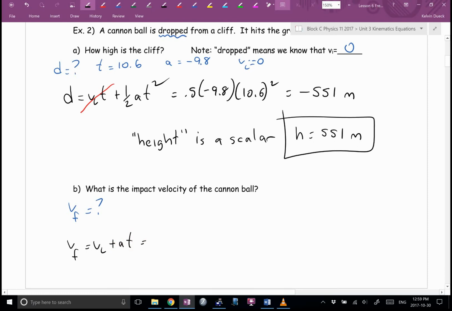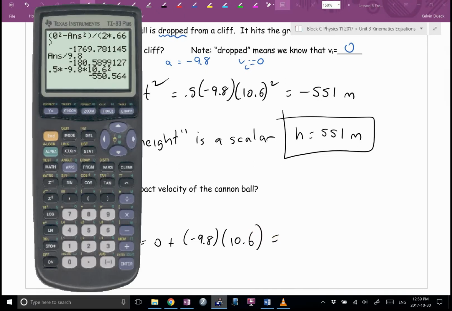By the way, are we expecting a positive answer or a negative answer when we hit the ground? What direction are we traveling when we hit the ground? Down. I better get a negative, otherwise I've messed up. So it's going to be 0 plus negative 9.8 times positive 10.6. I don't need to type the 0 plus. I get negative 103.88. I'll call it negative 104 meters per second.